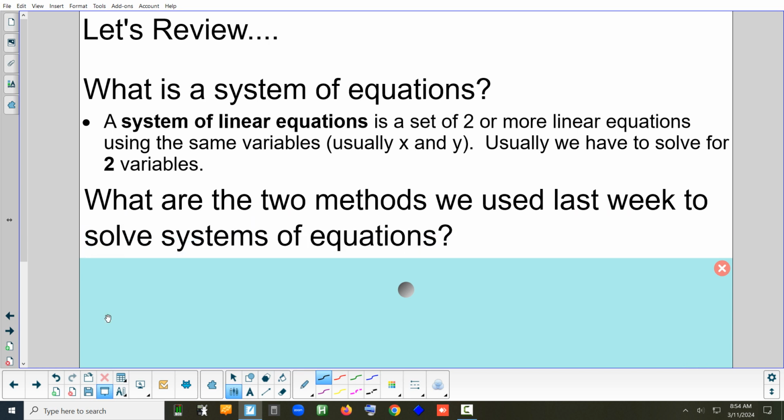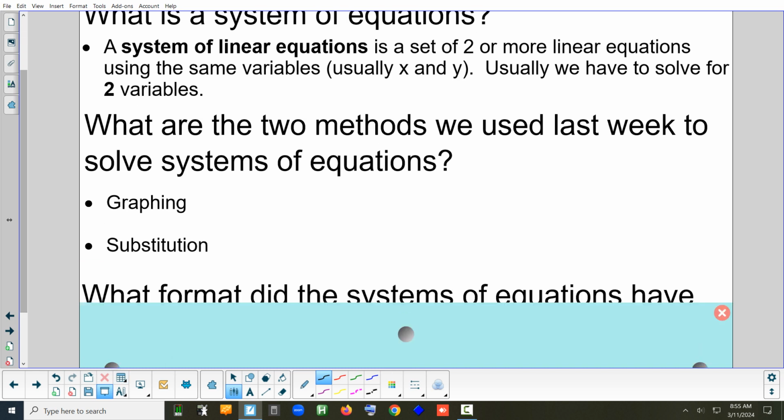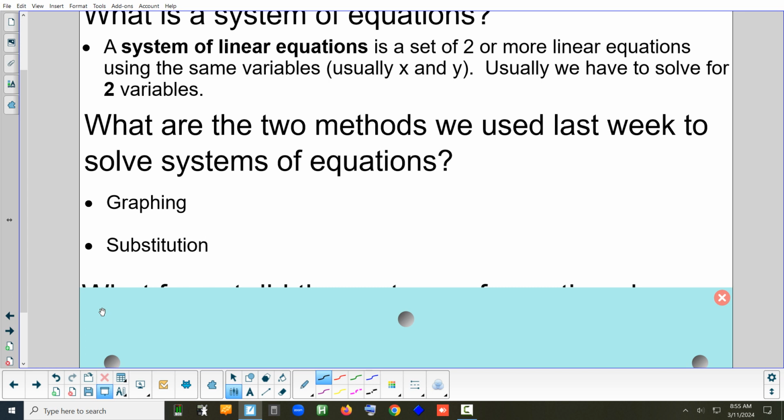What are the names of the 2 methods we learned last week to solve systems? I think I might have already said one of them earlier. Remember the names? Yep, substitution. That's what we spent most of the week on, at least Tuesday and Wednesday. And does anybody remember the first method we learned? It's more of a visual method. Graphing, yeah. So we did graphing. Remember, the downside with graphing is if they don't cross at a nice spot, it's kind of hard to figure out the answer.